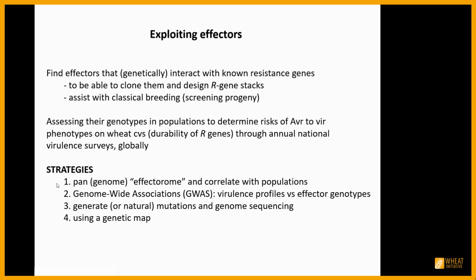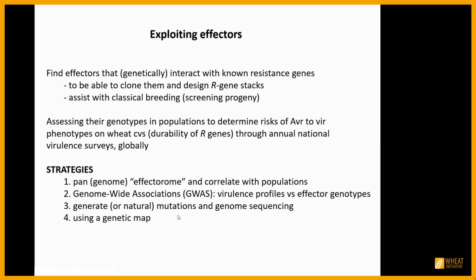To get to certain effectors, we would like to generate a pangenome, and we are in a good position now to look at the North American isolates to develop that, and from that an effectorome, and correlate that with the populations. As I mentioned, we can do that through a genome-wide association study.